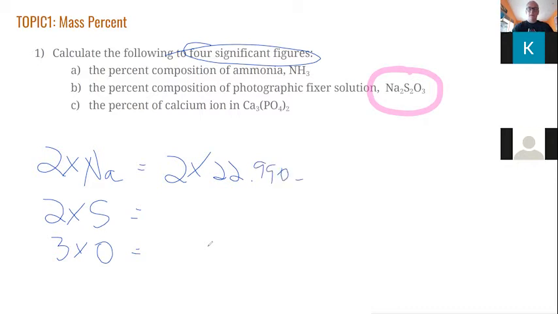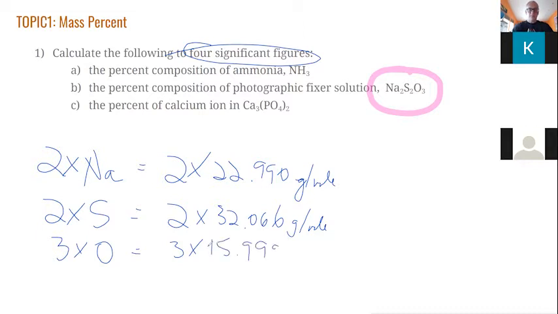Yep. So that's 2 times 22.990 grams per mole. Sulfur, 2 times, and what would we use for sulfur? 32.066. Okay, 32.066 grams per mole. And oxygen is now 3 times 15.999 grams per mole.